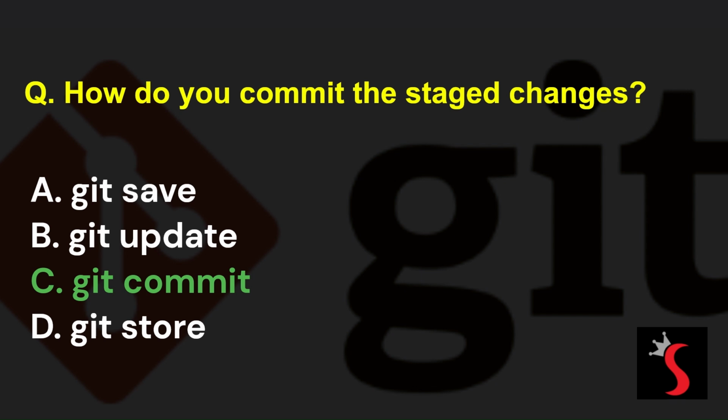And the correct answer is option C, git commit. The git commit command is one of the core primary functions of Git. Prior use of the git add command is required to select the changes that will be staged for the next commit. Then git commit is used to create a snapshot of the staged changes along a timeline of a Git project's history.